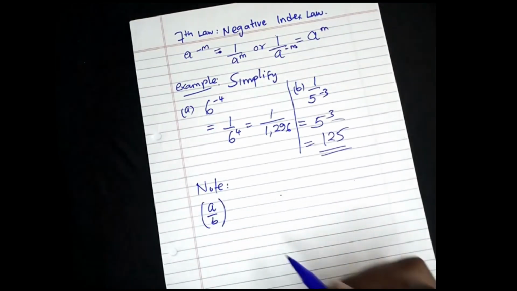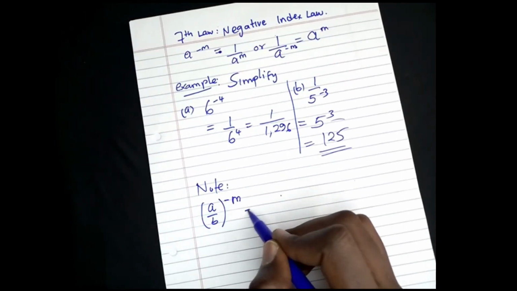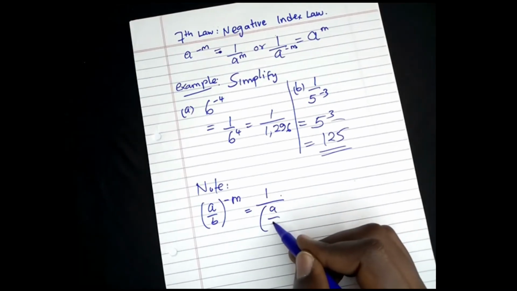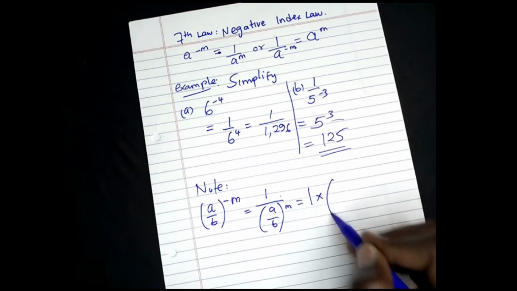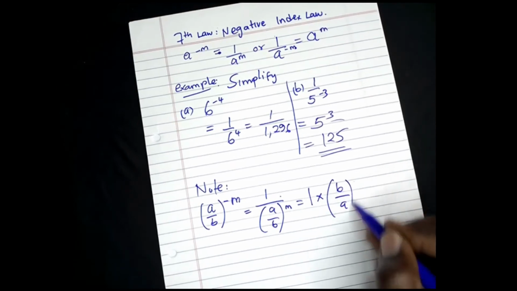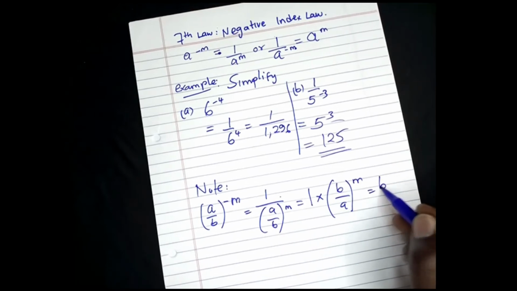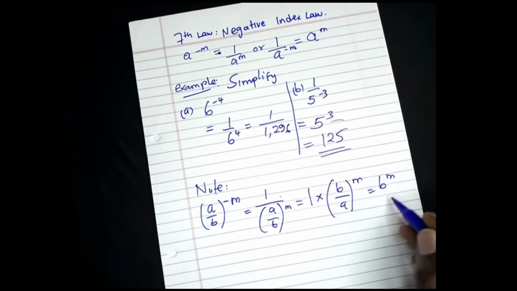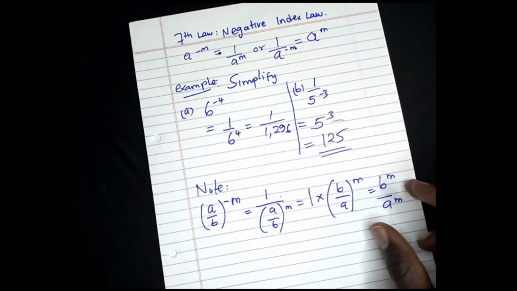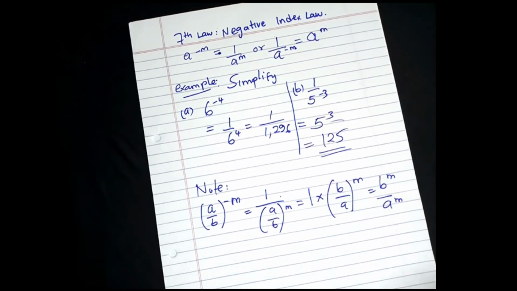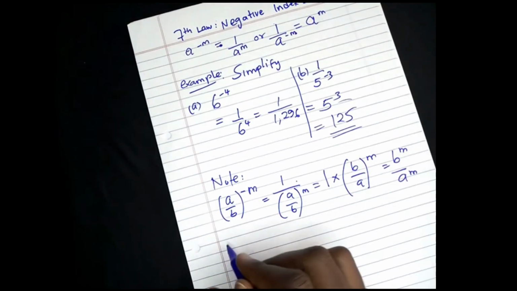One thing that you must note with this particular law is that if we have a number a over b to power minus m, it is equal to 1 over a over b to power m, which equals 1 times b over a to power m, which equals b to power m over a to power m. Kindly, if need be, pause the video to look at it carefully and see, by applying the various laws we have looked at, whether it makes sense up to this particular point. And we can do an example in this particular case.